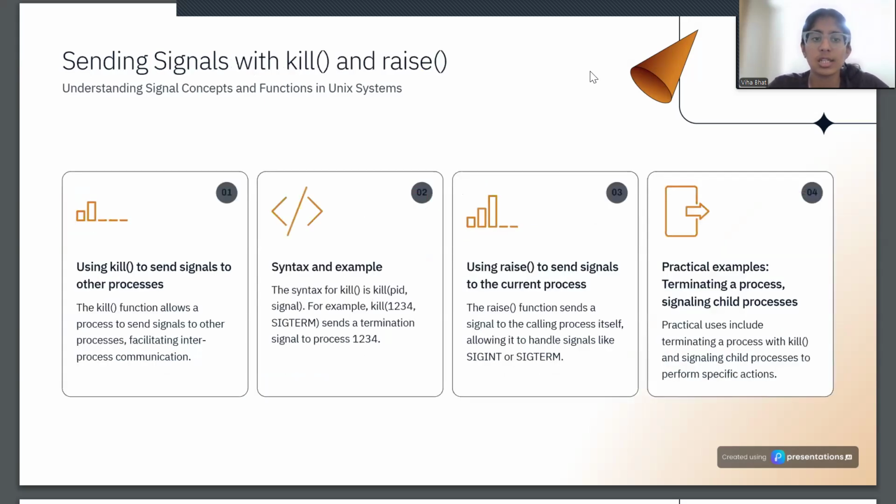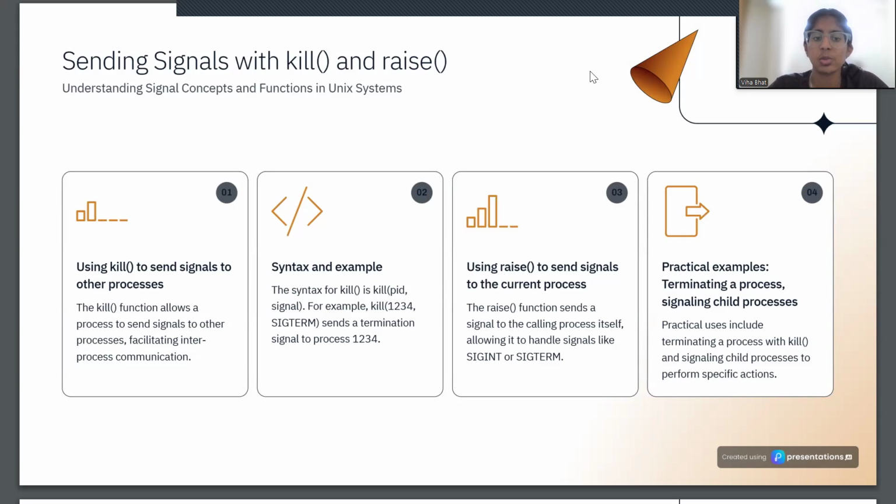Next, we are going to see how sending signals with kill and raise works. First, using kill to send signals to other processes. It allows a process to send signals to other processes, facilitating inter-process communication. There's a syntax and example for it. The syntax for kill is kill with a PID and a signal, that is, the target process ID and the signal. An example has also been given.